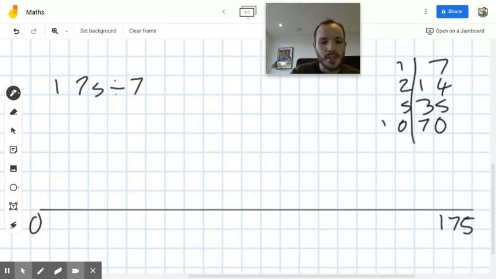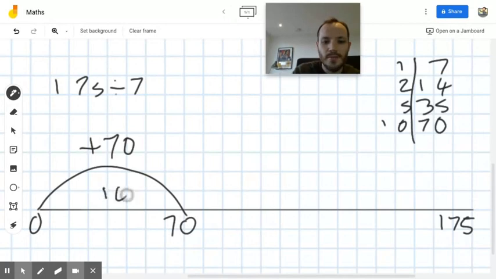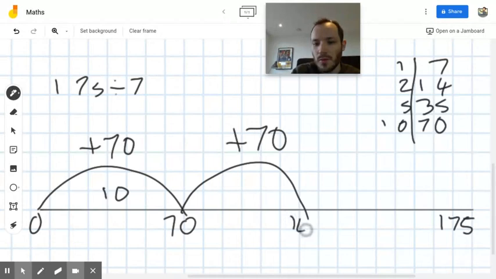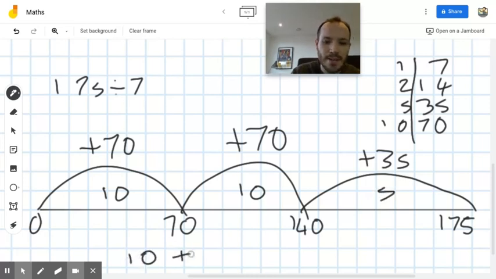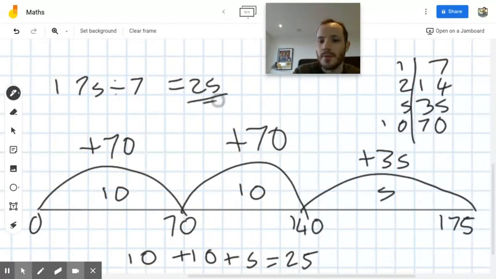First things first, I'm going to jump 70 because that's my biggest I can do. And that's worth 10. I'm on 70. Let me jump another 70 because that'll get me to 140. And that's worth 10. Now, I can't do another 70 because that will take me past 175, but I can do a jump of 35. And that will take me to 175. We have to do a bit of mental maths there to work that out. And that jump is worth 5. So the answer is 10 plus 10 plus 5, which equals 25. 175 divided by 7 equals 25 with no remainder.